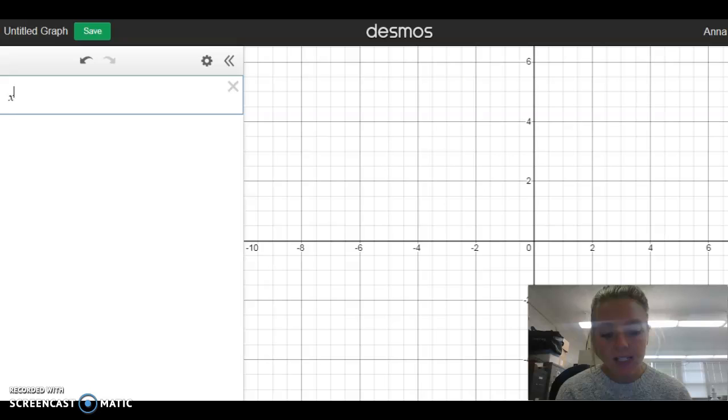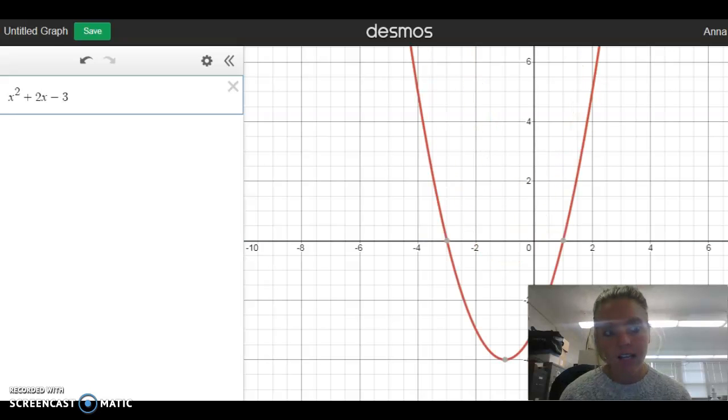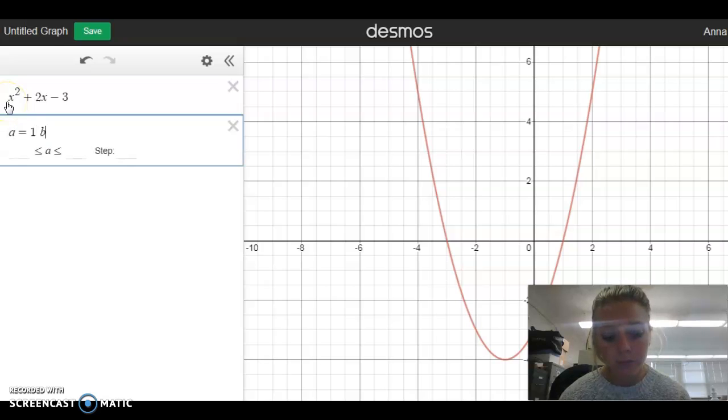So I'm just going to type in a random quadratic in standard form, x squared plus 2x minus 3. My a value for this particular equation, that would be the number in front of x squared, is 1. My b value is the number in front of the x, which is 2, and my c is going to be the constant, negative 3.